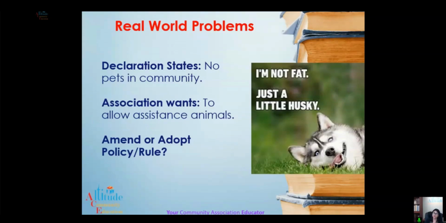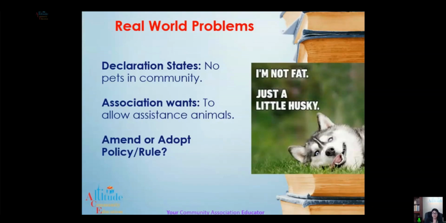So this is really a trick problem, because now we're also dealing with state and federal fair housing laws. The answer should really be neither in this one, because first of all, assistance animals are not considered pets. So you don't need to create any kind of exception to the no pets in the community provision. However, we also have both state and federal laws that require associations, as housing providers, to make reasonable accommodations or modifications so that disabled owners or residents can equally enjoy the premises.